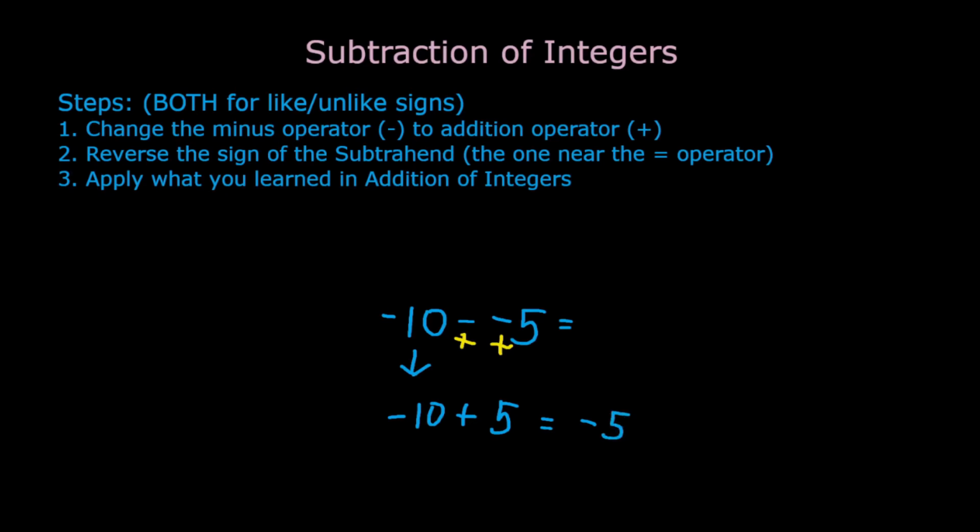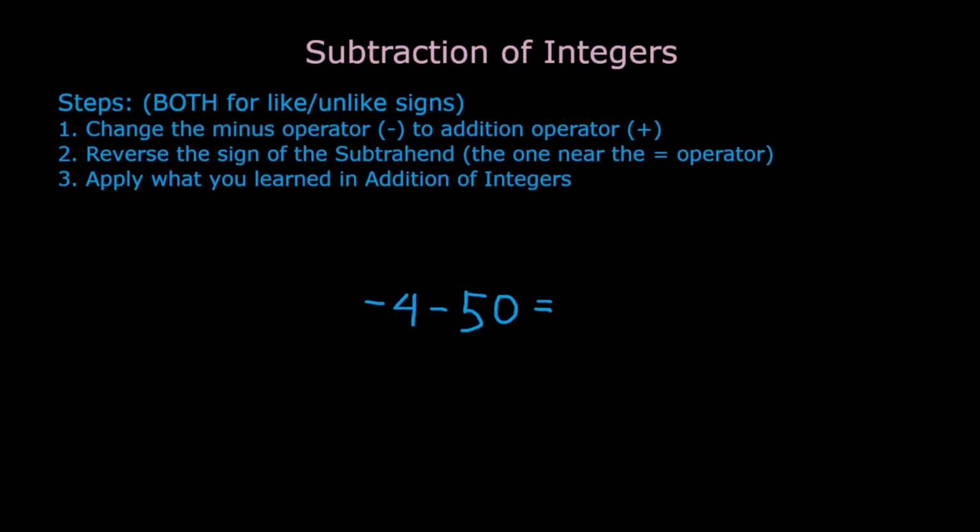For another example, we have negative 4 minus positive 50. So again, change the minus operator to addition operator. So from minus, magiging na siyang plus. And then, reverse the sign of the subtrahend. Ito yung subtrahend, at ano yung sign niya initially? Positive. Hindi lang natin nakikita, pero positive to. And then, magiging na siyang negative.